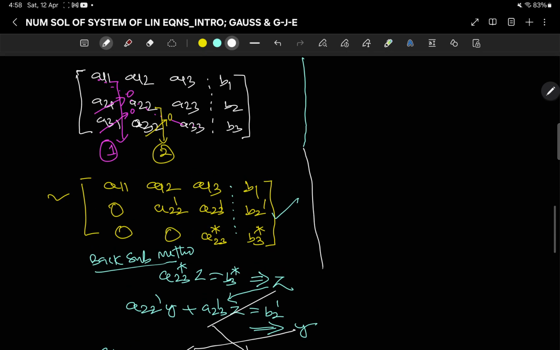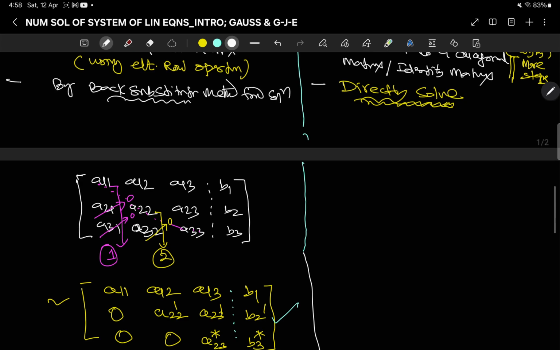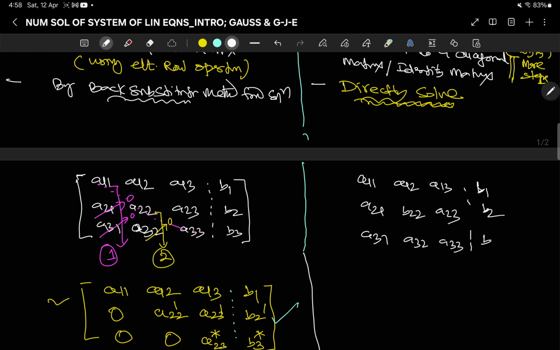But in the Gauss-Jordan elimination method, what are we doing? You consider the matrix A11, A12, A13, A21, A22, A23, A31, A32, A33, and the right hand side B1, B2, B3. In each case we are considering the augmented matrix, A together with B. After that, at step 1, what we are doing is the same as in the Gauss elimination method.